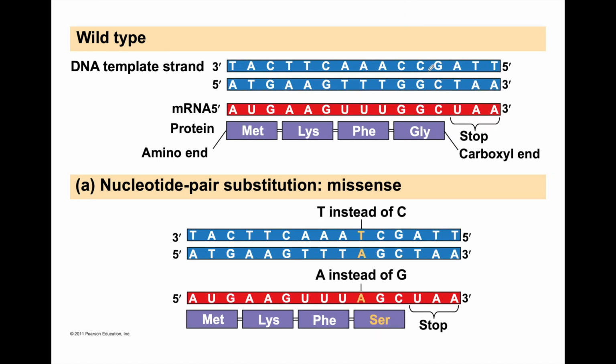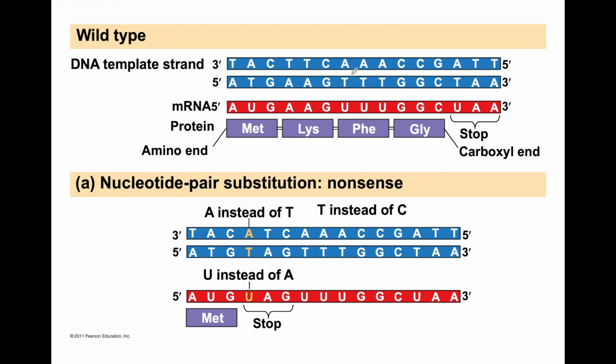Okay, another example. Again, a point mutation, a small change. Again, a substitution. So this time we take this base C and we turn it into a T. Well, C was part of the codon GGC, which coded for glycine. T is now part of the codon AGC, which codes for a different amino acid, serine. So one amino acid has been changed. Glycine has been turned into serine. That's called a missense mutation. Missense is where one amino acid has been turned into a different amino acid.